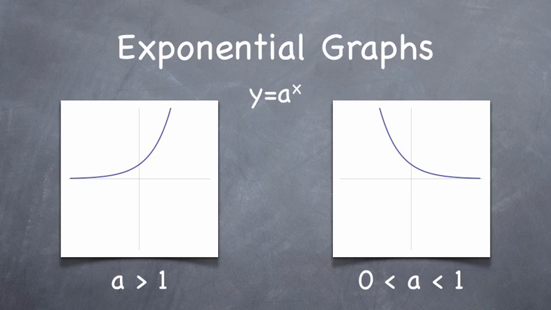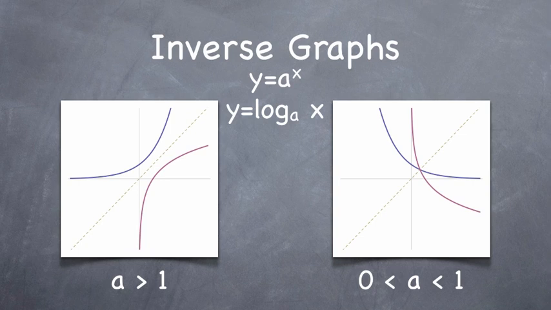Now, just to remind ourselves, these are what the graphs of our exponential functions look like. So these are the graphs of y equals a to the x, where on the left our base a is bigger than 1, and on the right our a is between 0 and 1. If we throw in our line of symmetry, y equals x, the line that we're going to reflect about, we can see that the graph of the logarithmic function is going to be written here. So here we have our exponential functions in blue and our logarithmic functions in red.